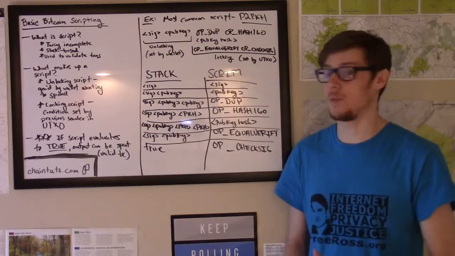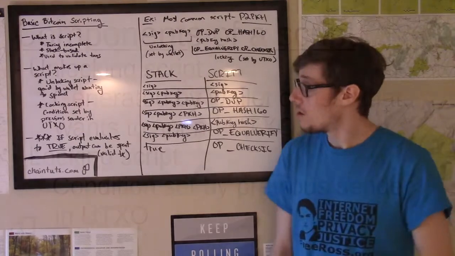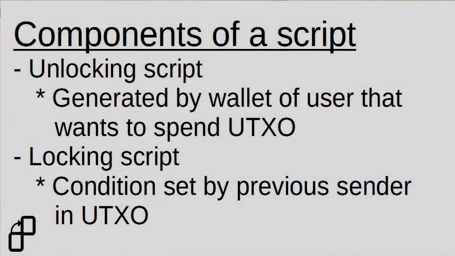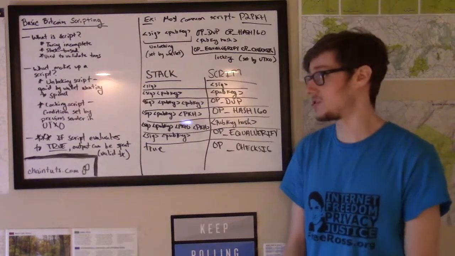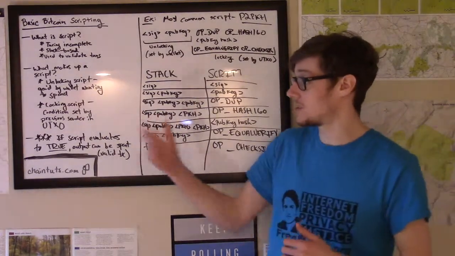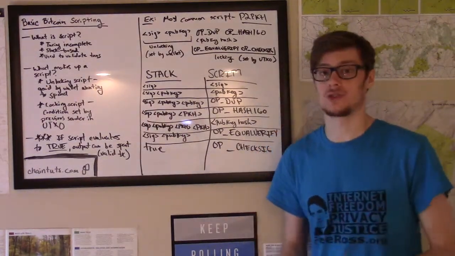So what makes up a script? First, there's an unlocking script. This script is generated by the wallet that wants to spend some of the user's Bitcoin balance. And this script is designed to satisfy the locking condition set by this locking script that we're going to talk about next. So the next thing again is what's called a locking script.